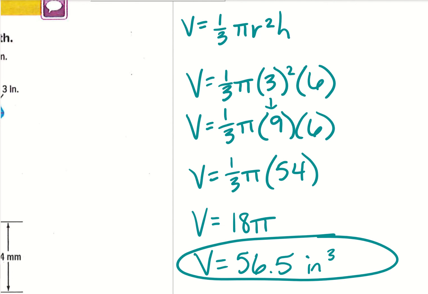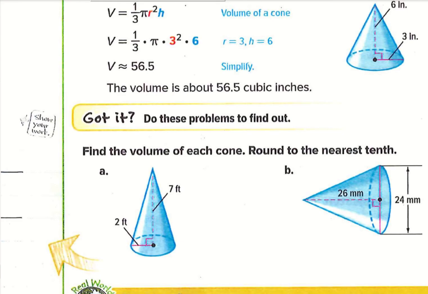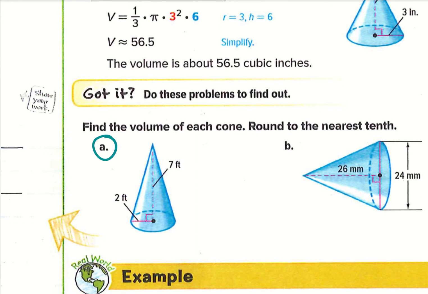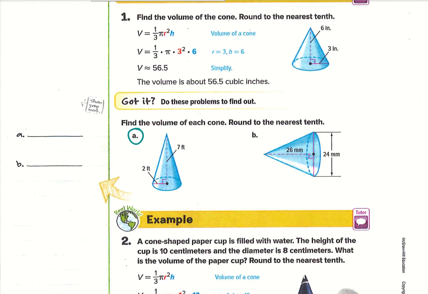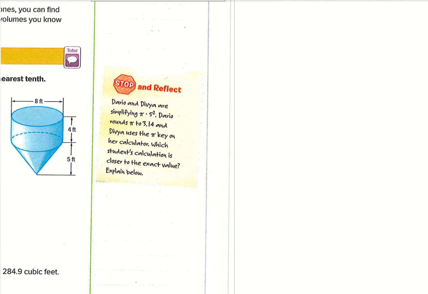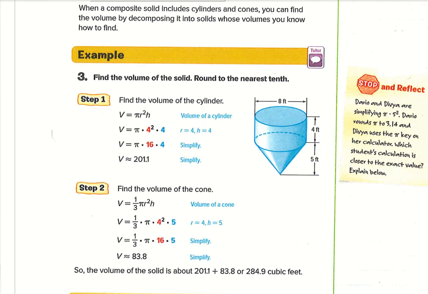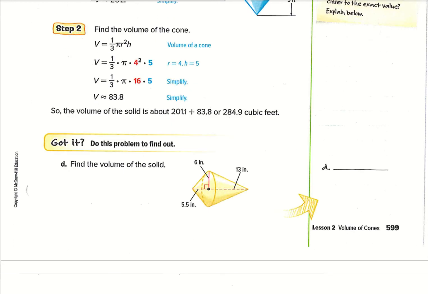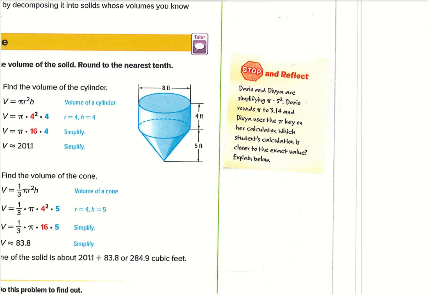And that's it. Once you've got that down, I want you to try out Got It Problem A. You don't need to do Got It Problem B. I just want you to do Got It Problem A for now, and then we're going to move on. All right, so we're going to look now at example 3 on the next page, 599.